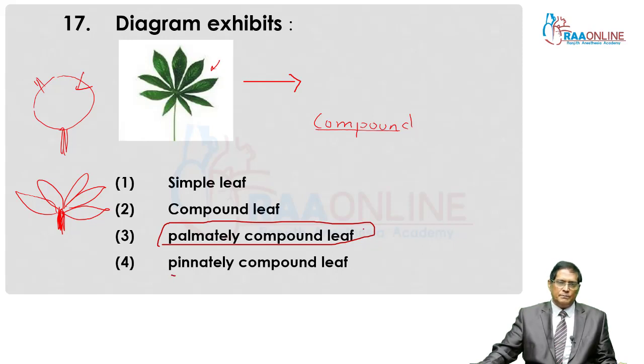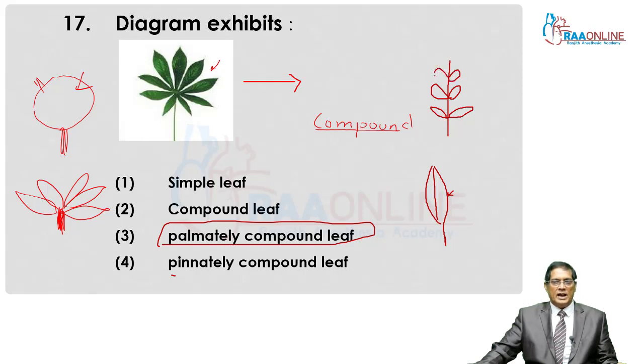Then what about this one? Pinnately compound. This is a leaf, and in this case, incision starts from the margin and reaches to the midrib. If incision starts from the margin and reaches the midrib, then these leaflets are directly attached over the midrib, and this midrib is known as rachis.